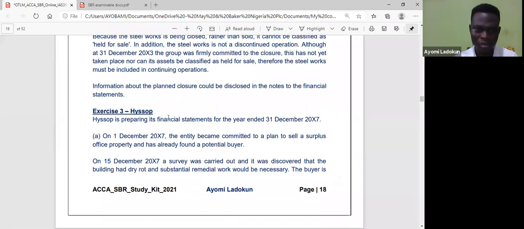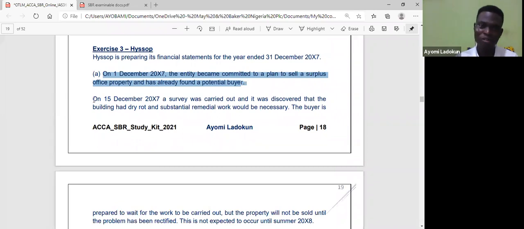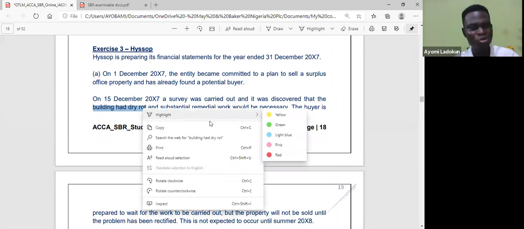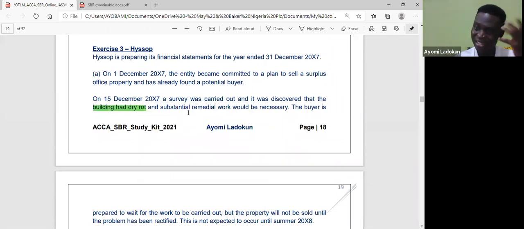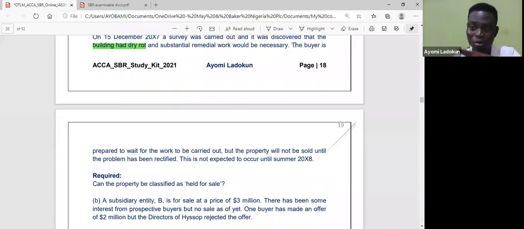He said, ISOP is preparing its financial statement. On 1st December 2007, the entity became committed to a plan to sell a surplus office property. On 15th December, the survey was carried out and it was discovered that the building had a dry rot. Once you read and understand, you have already seen the answer, and substantial remedial work will be necessary. Now, the examiner wants to confuse me here. He said the buyer is prepared to wait for the work to be carried out, but the property will not be sold until the problem is rectified.